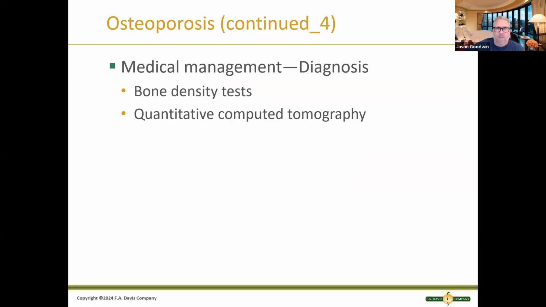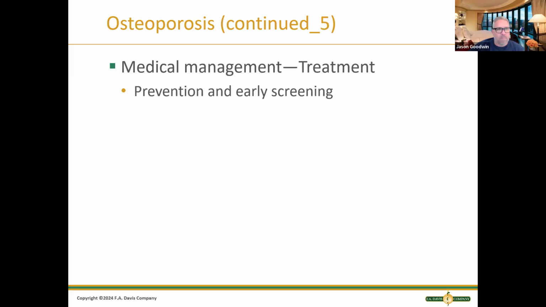It might diagnose osteopenia or osteoporosis, and then they might even do a CT scan, which can measure the bone density of the spine and hip, and they also use it for diagnostic management. As far as medical management, prevention and early screening, weight loss and muscle strengthening are huge. Healthy lifestyle, avoiding smoking and excessive alcohol intake, those are all things that you can do. When we talked about calcium and vitamin D supplementation, very important.